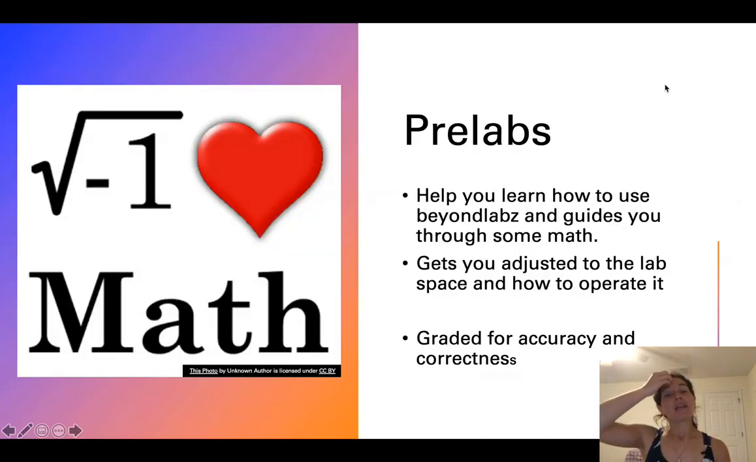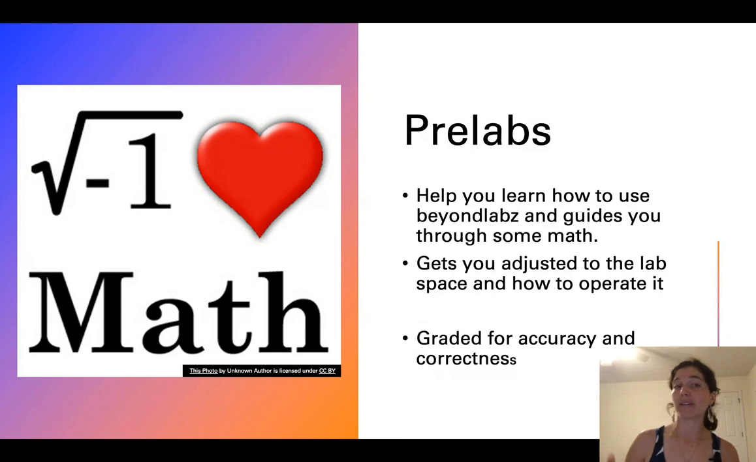So pre-labs, essentially what we're going to be doing is we're going to have a pre-lab one week and then the next week the lab experiment. So the idea of the pre-labs here is to help you learn how to use Beyond Labs because you're going to have to learn like what to click on in the software, and it's going to take a little while. So I've given you guys a whole week to learn how to use the software before you have to design an experiment inside the software to help minimize that learning curve there. It also kind of guides you through some of the math. So it lets you get adjusted to the lab space and how to operate it before you have to do more complex things with it. These pre-labs are going to be graded for accuracy and correctness, whether or not you got the answers correct.